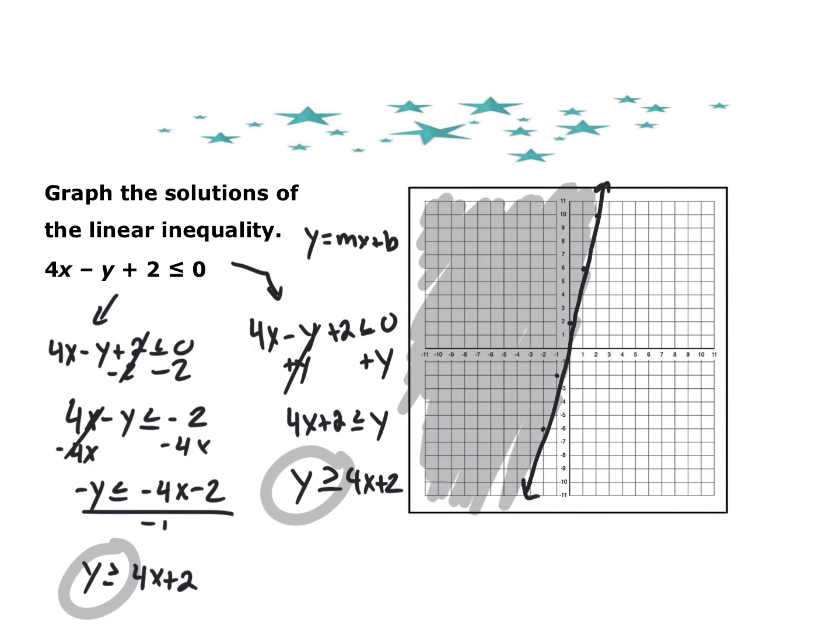Now, the way you would check it, guys, is I'm going to just choose a random point. I'm going to choose, let's say, (-3, 0) to check. So I'm going to plug it in. I'm going to get 4 times negative 3 minus 0 plus 2 is less than or equal to 0. When I multiply the 4 times negative 3, I get negative 12. Plus 2 is less than or equal to 0. When I simplify that, I get negative 10 is less than or equal to 0. Seeing that it works, we know we shaded the correct section.